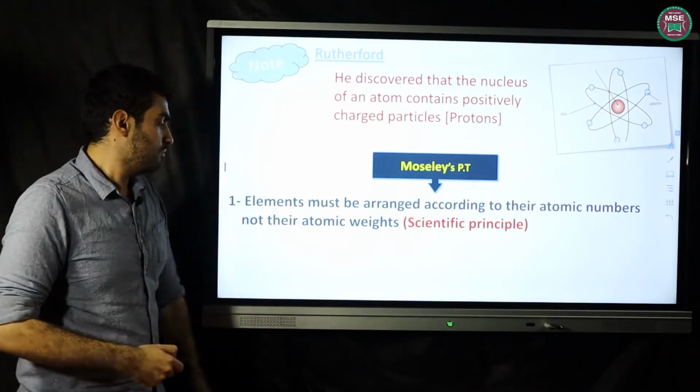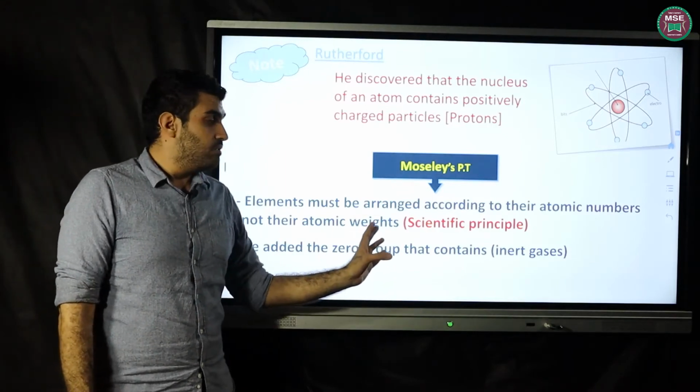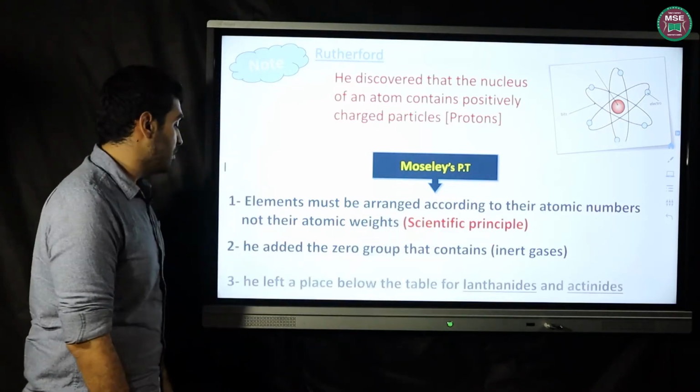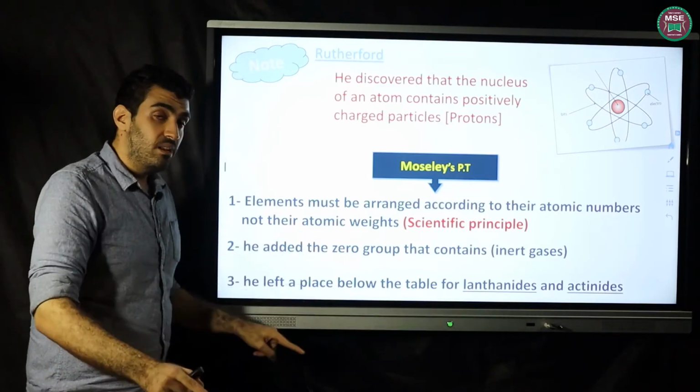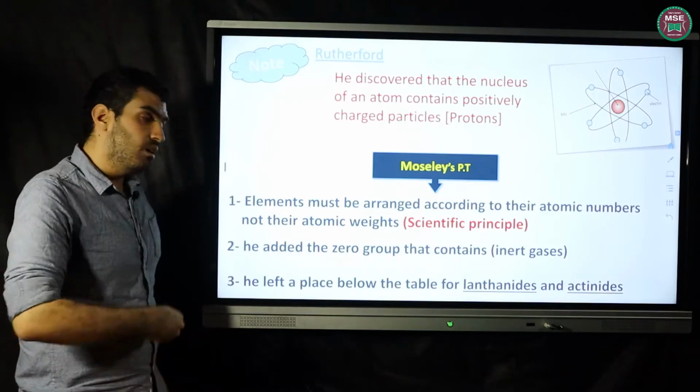Number 2, he added a zero group that contains inert gases. Number 3, he left a place below the table for lanthanides and actinides that we are going to talk about later.